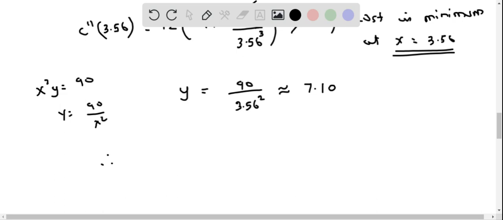So therefore, we see that x equals 3.56 centimeters, and y, which represents the height of the box, equals 7.10 centimeters.